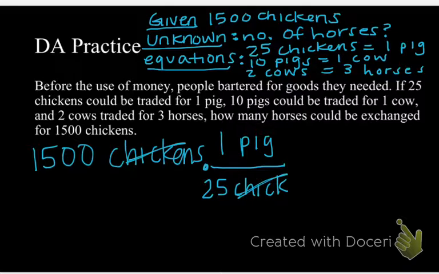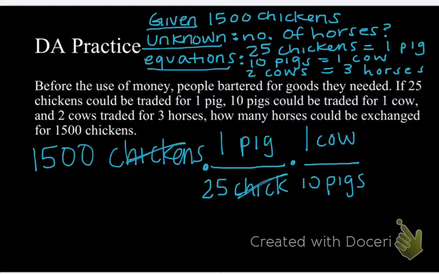But we don't want pigs, we want horses. So we're going to do another conversion factor, okay? Here I have that 10 pigs is equal to 1 cow, so I'm going to put 10 pigs on the bottom, and that's for 1 cow. Okay, now pigs divided by pigs will cancel, but I am left with cows. Okay, notice I'm not canceling out the numbers. I need the numbers to get my final answer. So don't touch the numbers, you're just concerned with the units.